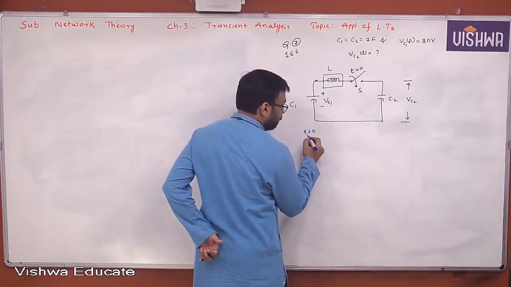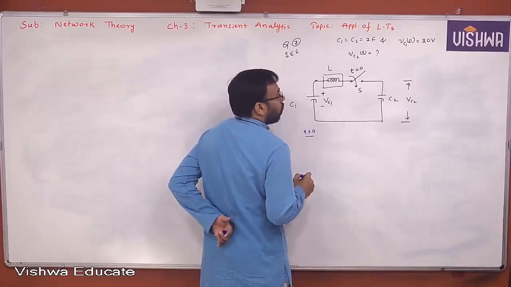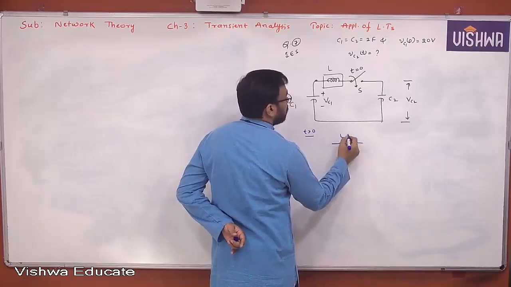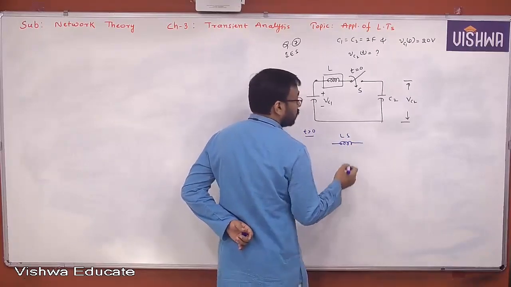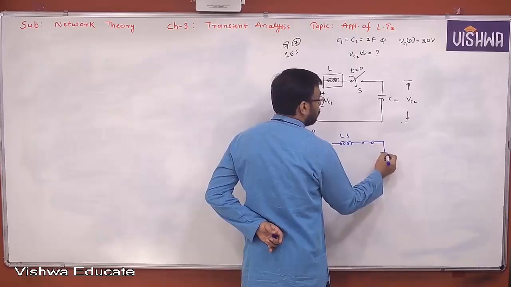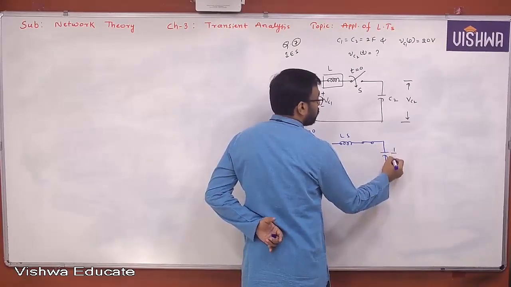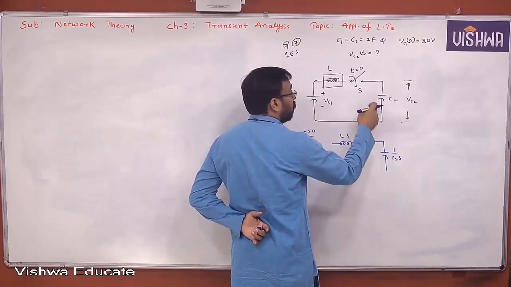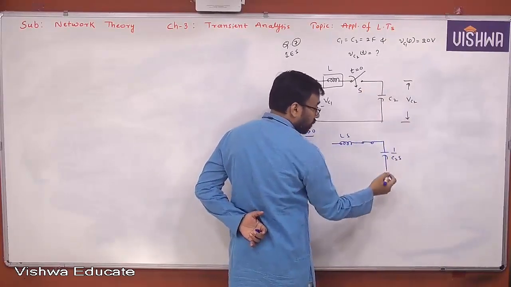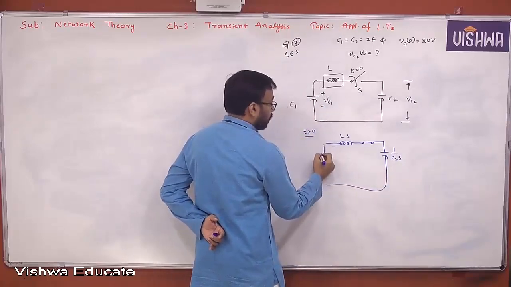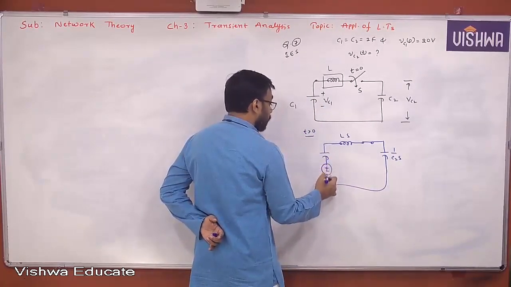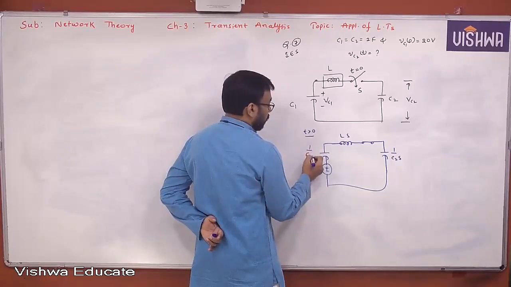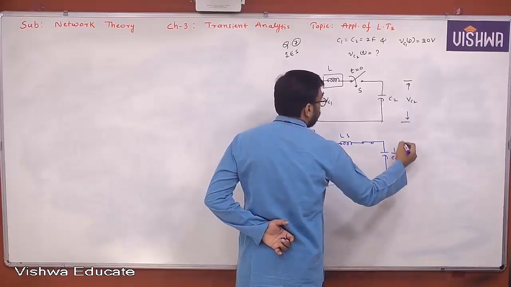We can easily understand. T greater than 0, then what is the equivalent? Ls, he did not give any inductor value. Switch closed. What is this? 1 by C2S. He did not give any value of the voltage across C2. Vc2 of 0 minus was not given. But he gave Vc1 of 0 minus. What was that value? 20. So 20 by S. What is this? 1 by C1S.